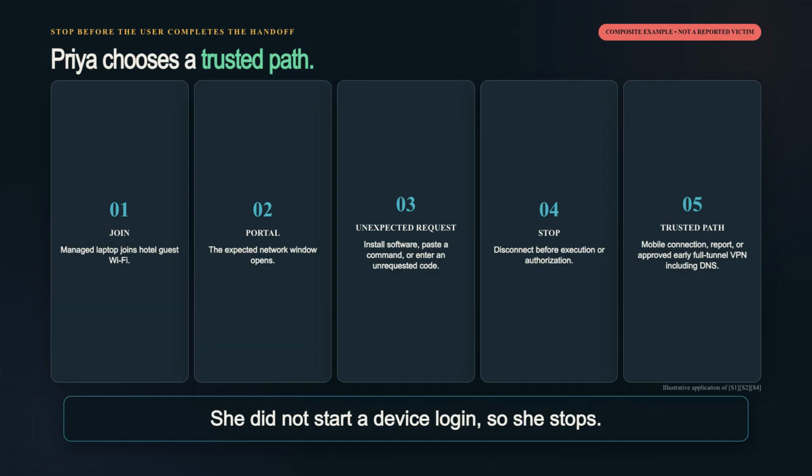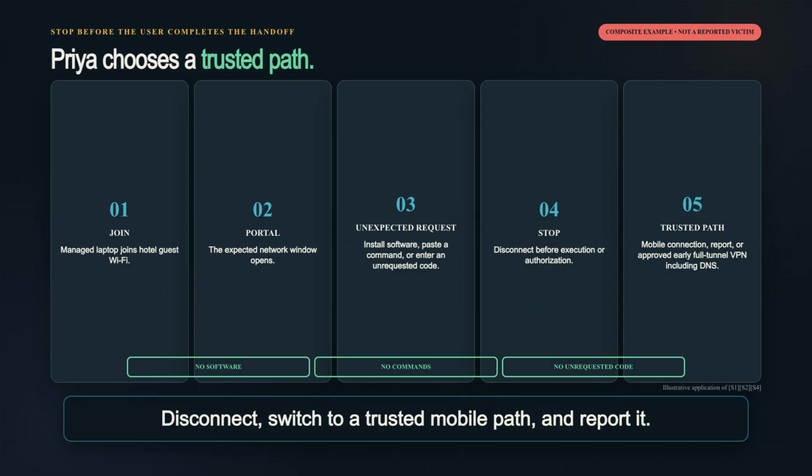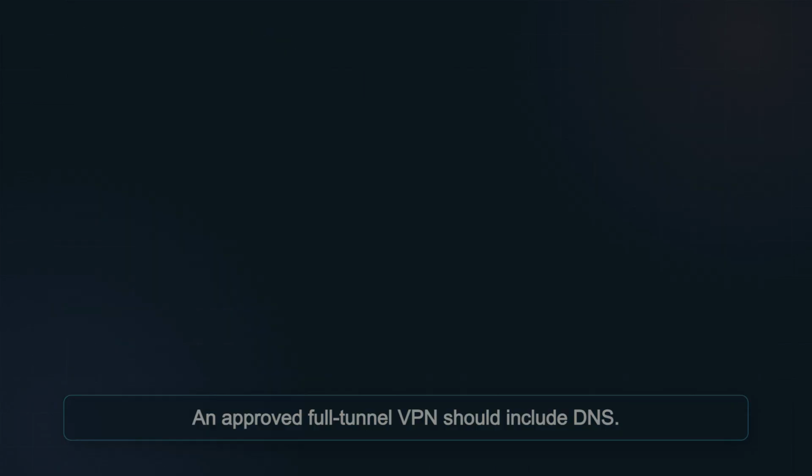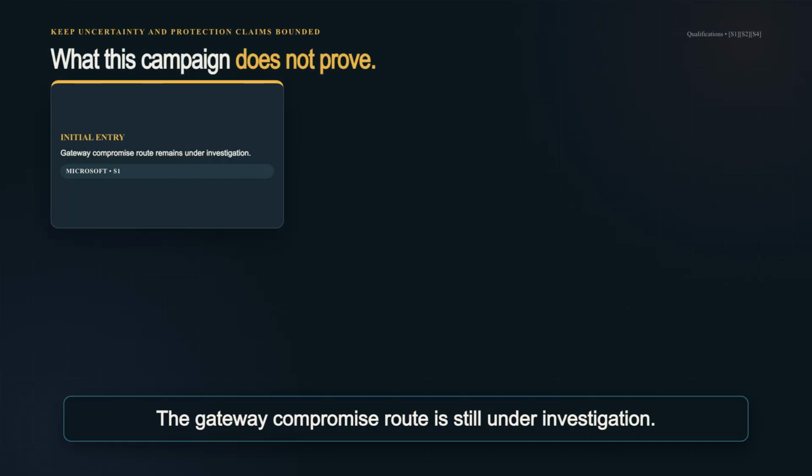Instead, suppose the page gives Priya a device code and opens Microsoft's legitimate site. She did not start a device login, so she should not enter it. She disconnects, switches to a trusted mobile connection, and reports the prompt. On a corporate device, an organization-approved always-on full-tunnel VPN, including DNS, can reduce this gateway redirection exposure when it is active early enough. A few limits matter.